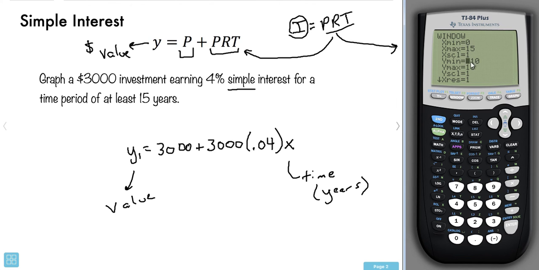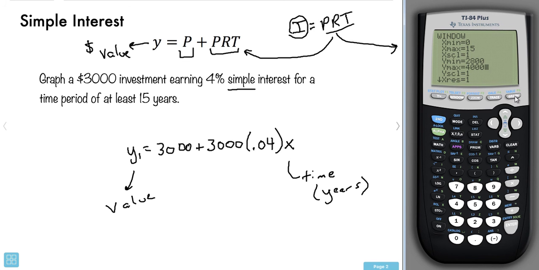So for a minimum amount, I want to put at least $3,000, or I want to go down to at least $3,000, or even maybe a little bit lower. And the reason you might put in a value a little lower than your minimum value is so that the graph doesn't start right at the bottom of the screen. And then for maximum value, I'm just going to take a guess after 15 years what this investment would be worth. So I know it'll be worth more than 3,000.